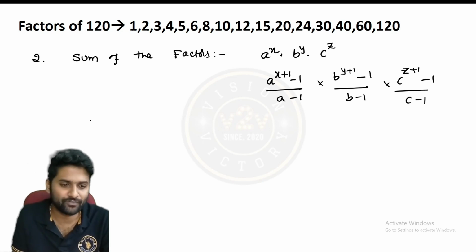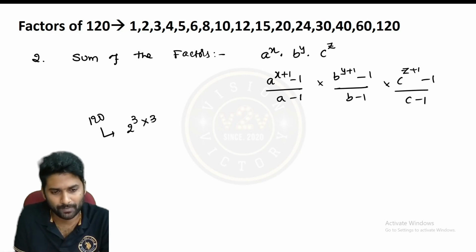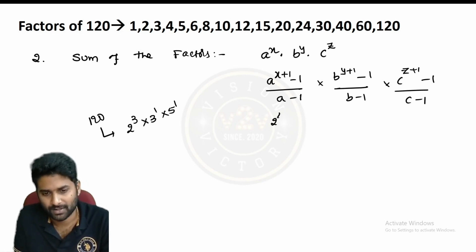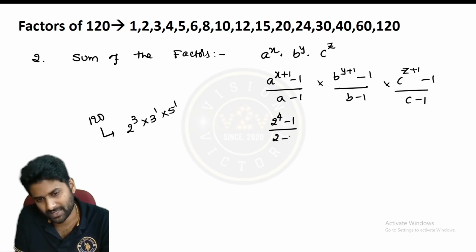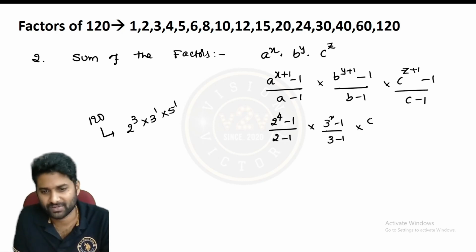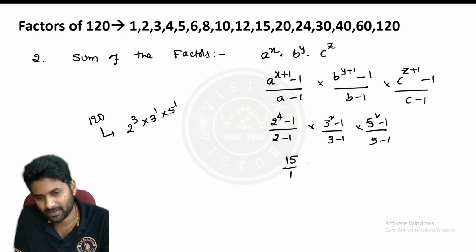And you already know the form of 120. So 120 can be taken as 2 cube, 3 power 1, 5 power 1. So let's take this formula. 2 power 4 minus 1 by 2 minus 1. 3 square minus 1 by 3 minus 1. C value is equal to 5, so 5 square minus 1 divided by 5 minus 1. So here it's a value of 15 by 1.